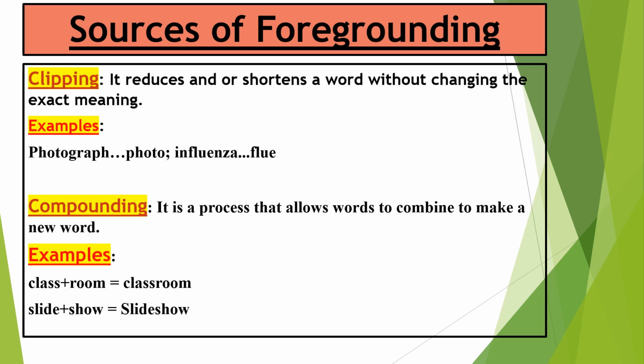Clipping, in which we reduce or shorten a word without changing the exact meaning. For example, photograph, we reduce it to photo. Influenza to flu. We have different words with different pronunciation, but they have the same meaning. Compounding, when we combine two words without shortening them, as we did in blending. Like classroom, class plus room, classroom; slide plus show, slideshow.